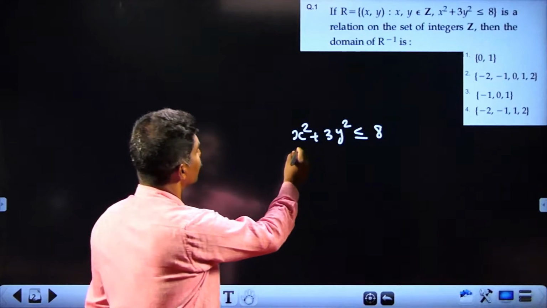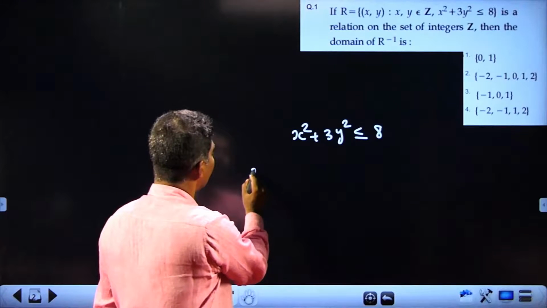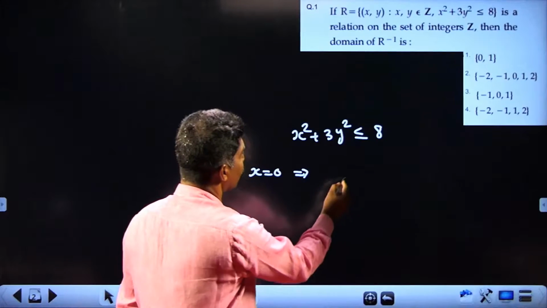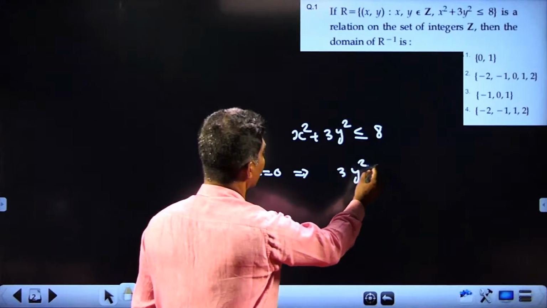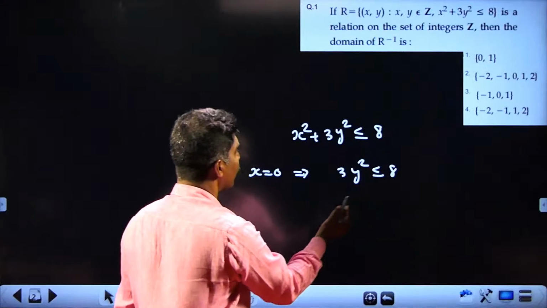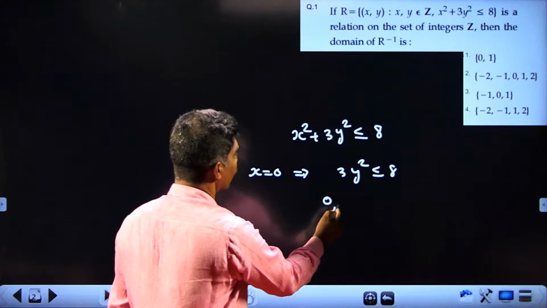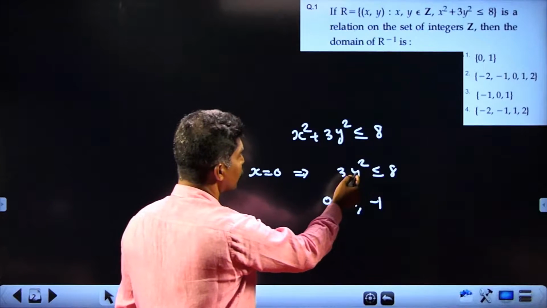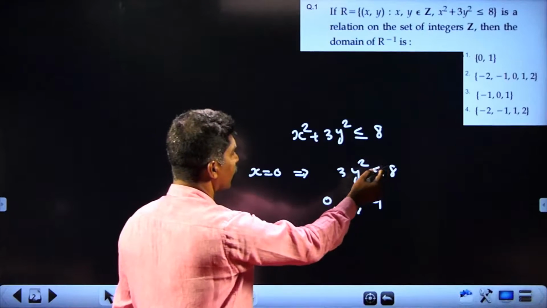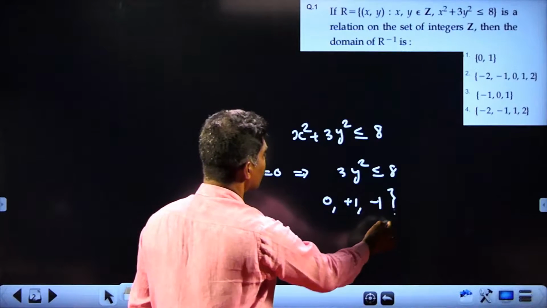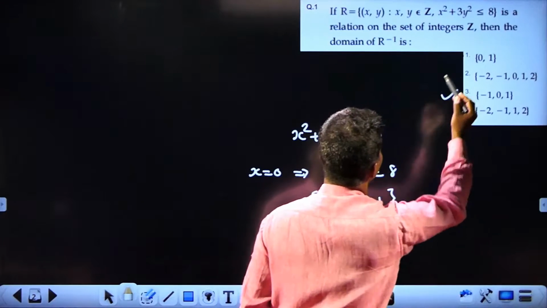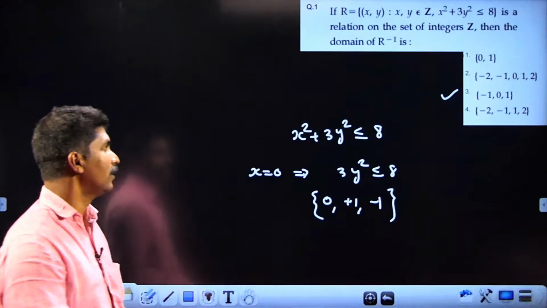So suppose x is equal to 0 itself. If you put x equal to 0, what you can say is 3y square is less than or equal to 8. That means y can be 0, y can be plus 1, y can be minus 1. If you substitute y equal to 2, it will be greater than 8. So only these are the possible values. So the option is a very simple concept. The answer is 3.